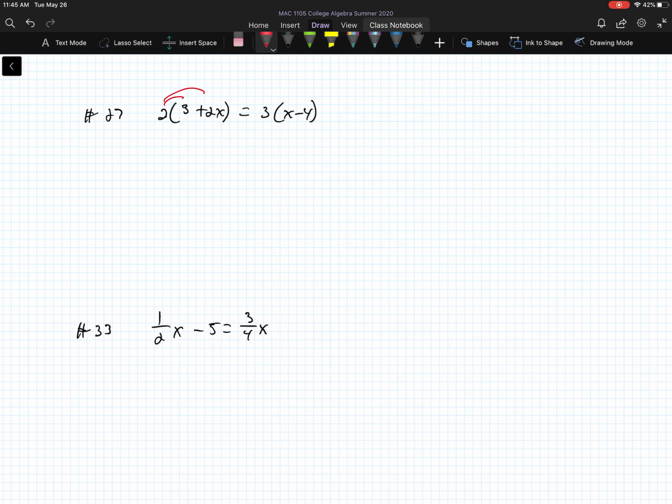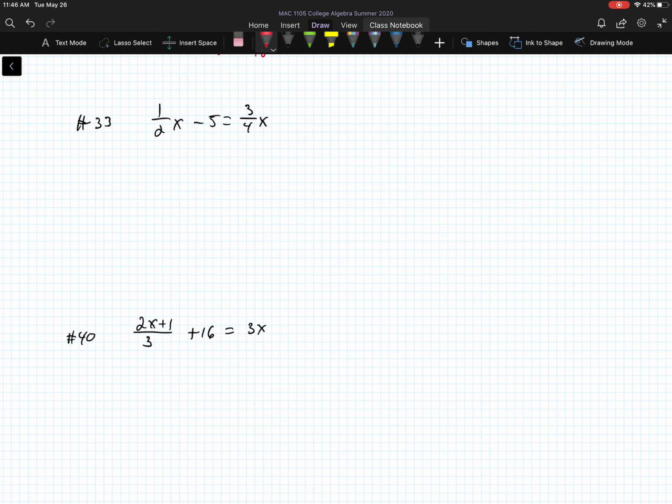For number 27, I have to do distributive property on both sides. So 2 times 3 is 6, and then 2 times 2x is 4x. And then it's going to be 3x minus 12. And then I'm going to just move the variable. I'm going to subtract the 3x. It just makes it a little bit easier to do. And then, of course, I'm going to subtract 6 from both sides. So x is equal to negative 18.